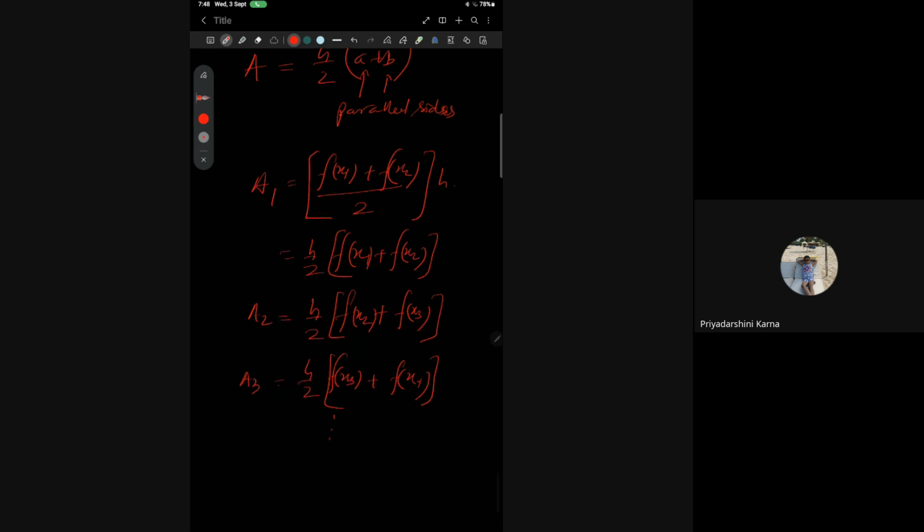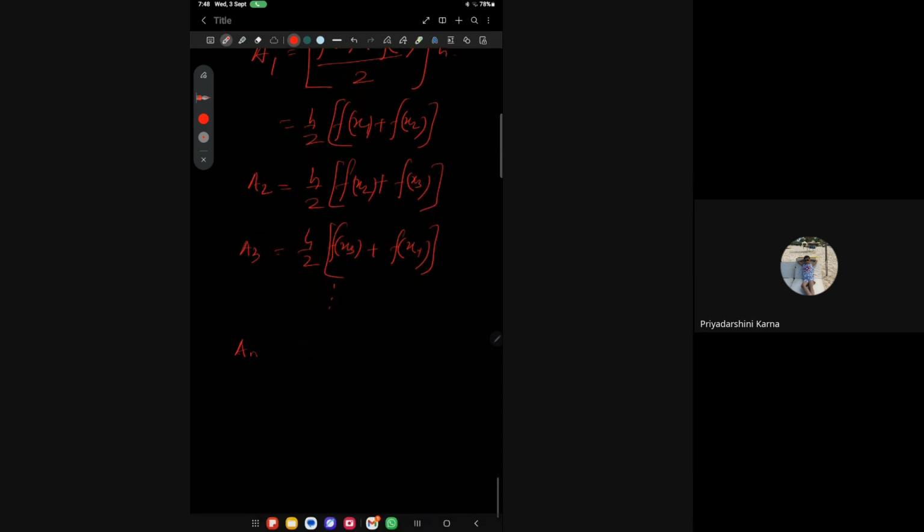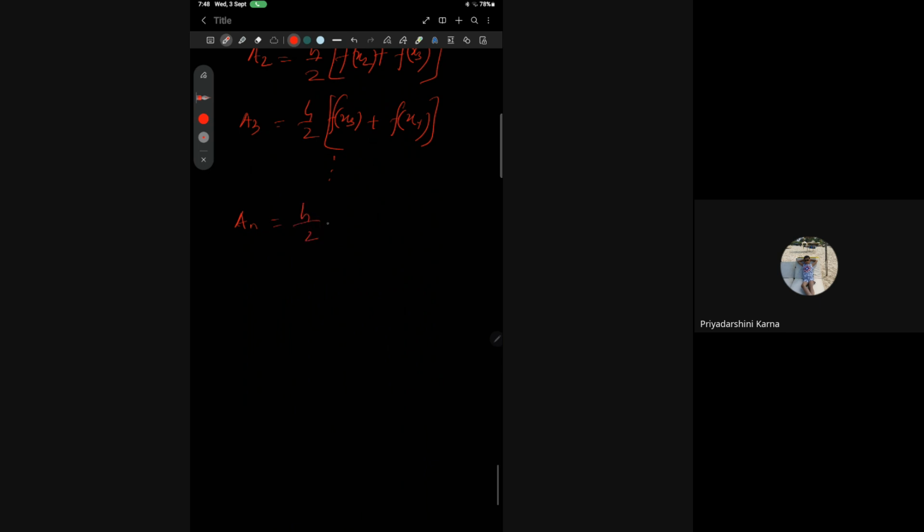If I keep on doing this, I write an equal to h by 2 into f of xn plus f of xn plus 1, the final point, or f of b. I have said x1 is equal to a, xn plus 1 is equal to b. The total area, let's say a, is equal to a1 plus a2 plus a3 up to an, isn't it?